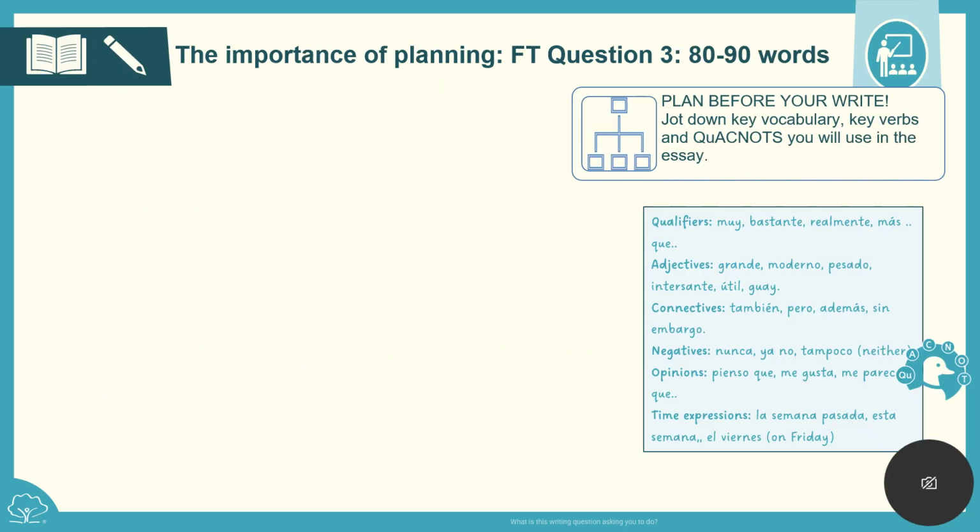Okay, like in question 2, it's super important for you to plan your answers. On the right, you can see something that says qualifier, adjectives, connectives, negatives, opinion, time expression. That is what we call QUANTO. So it's a way for you to verify you are covering what is needed for a good writing. You have seen that before, and this is also in your speaking booklet.